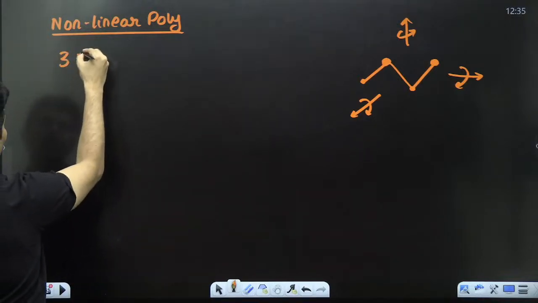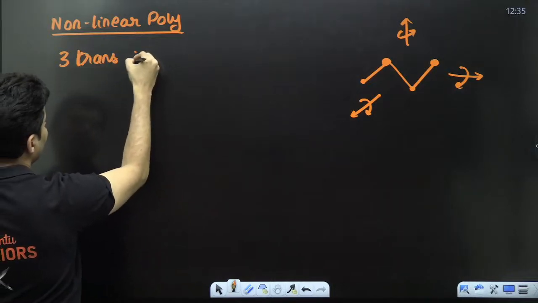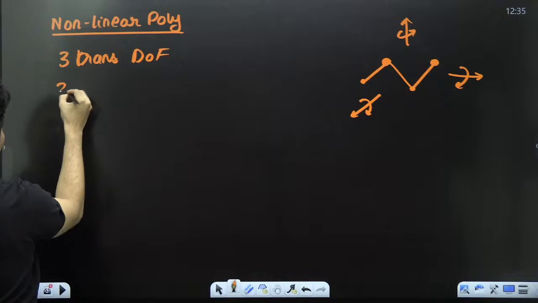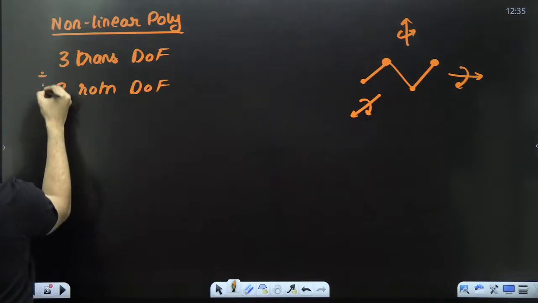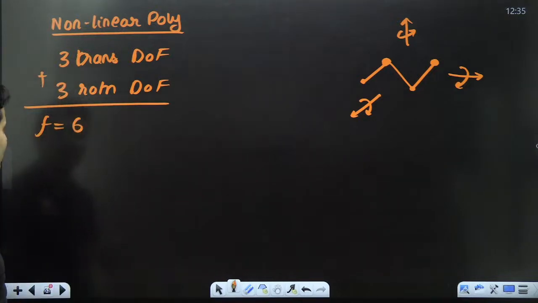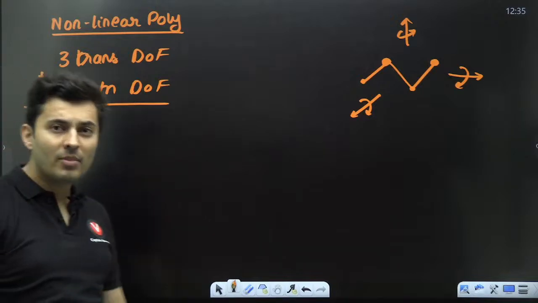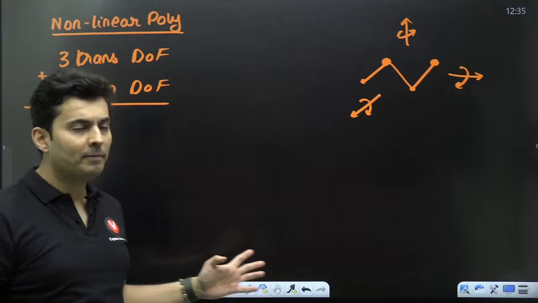So it has 3 translational degrees of freedom. It also has 3 rotational degrees of freedom, and when you add both of them, what you get is the total degrees of freedom as 6. Total degrees of freedom, how much do you get? 6. Is that okay? Everybody with me?